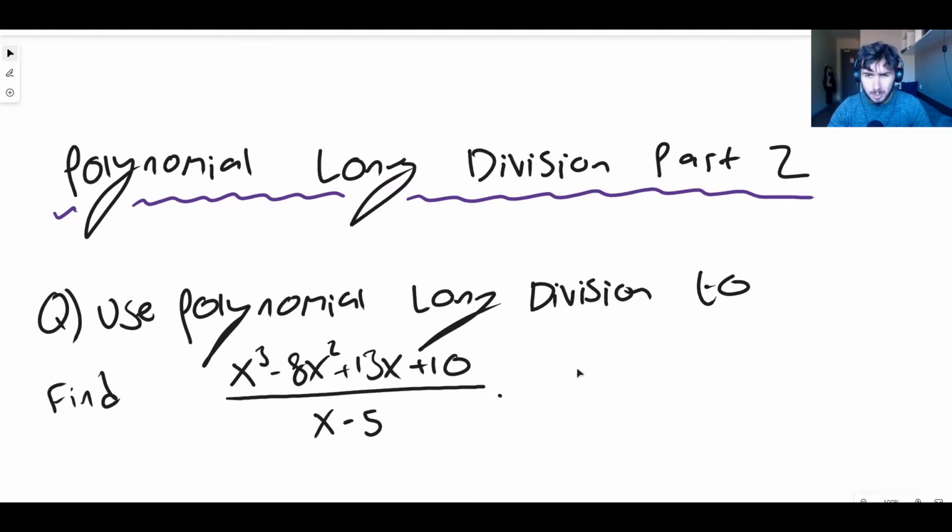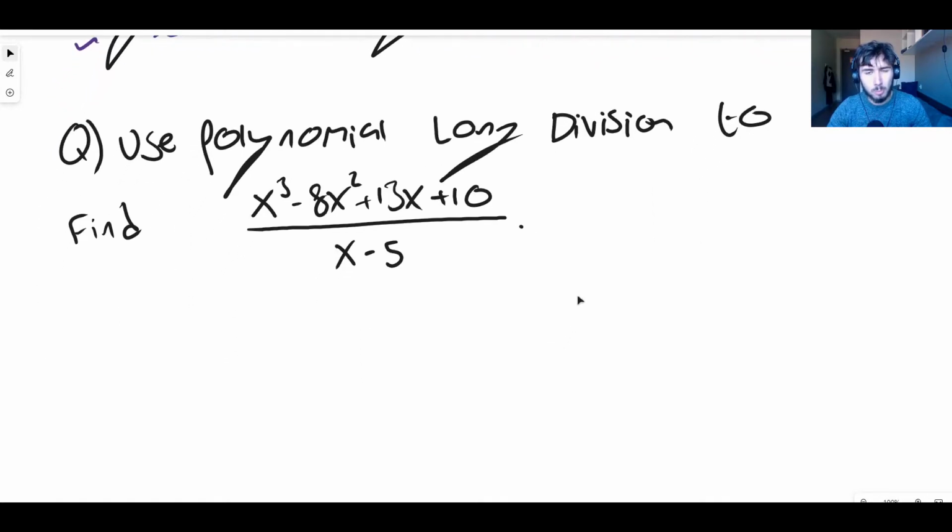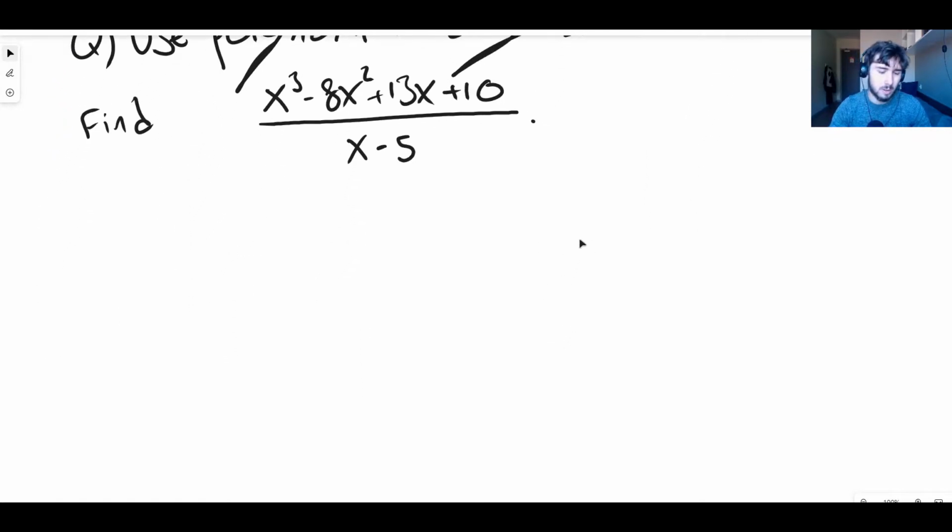In this video we're taking a look at the second part of our polynomial long division. So this is just another example. We're going to do the same thing as last video. Nothing new here, no new content, exactly the same method as the previous video. It's just another example so you guys can get used to this. So let's just dive straight into it.